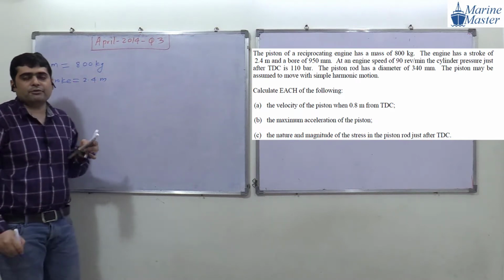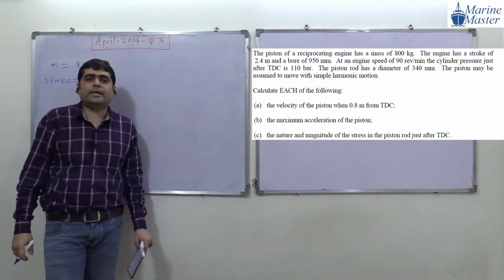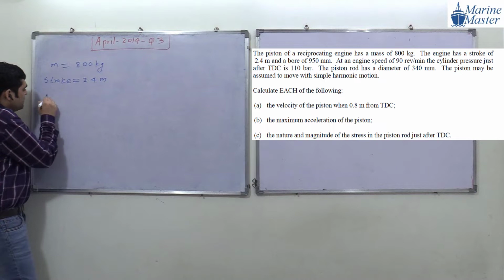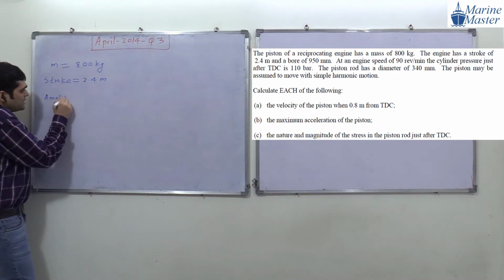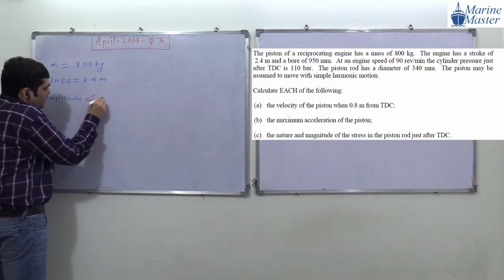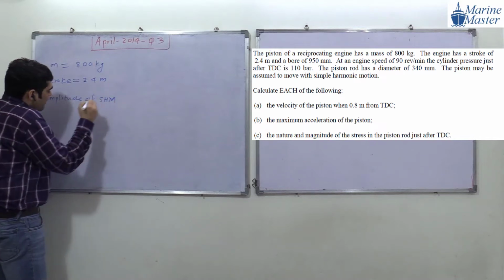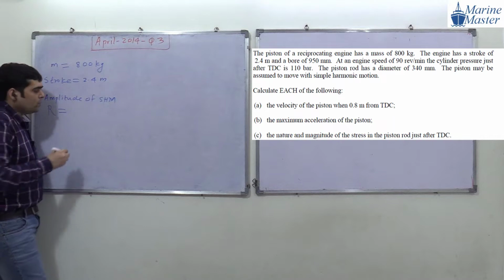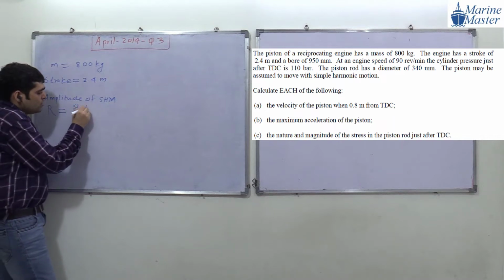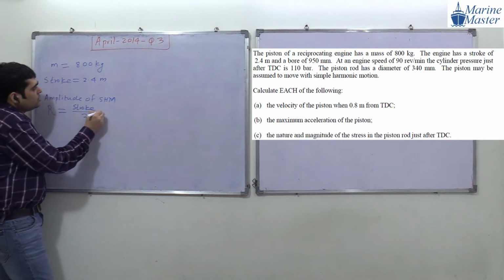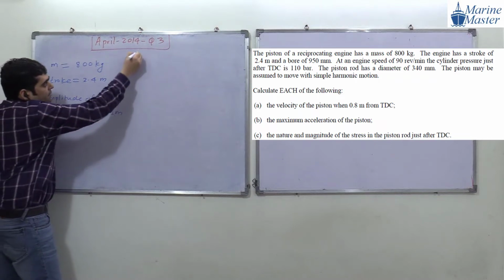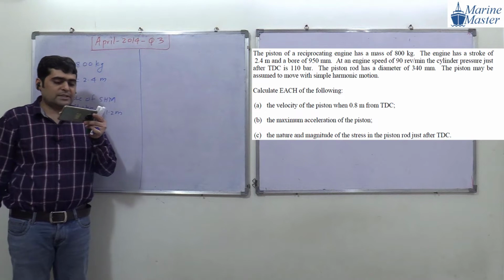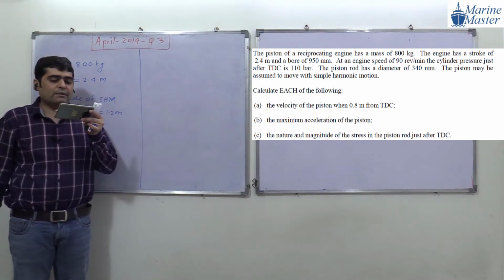Whenever we have a stroke, from the stroke what we can find out, everyone? The amplitude of SHM. What is the meaning of amplitude of SHM? It is R. Stroke by 2, half stroke. Very good. So that will be 1.2 meter. Everyone try to see the scenario here. So in this way we got the amplitude of SHM.